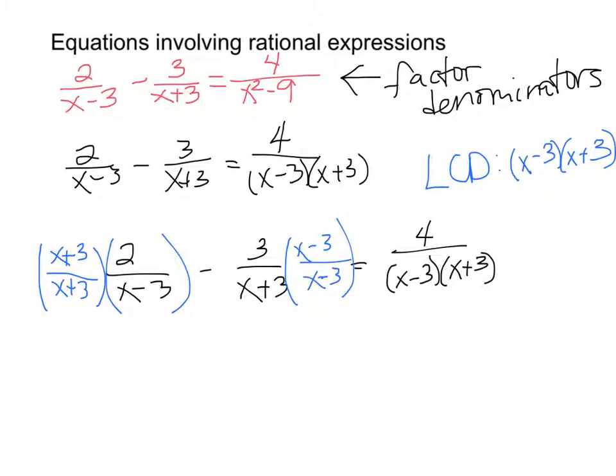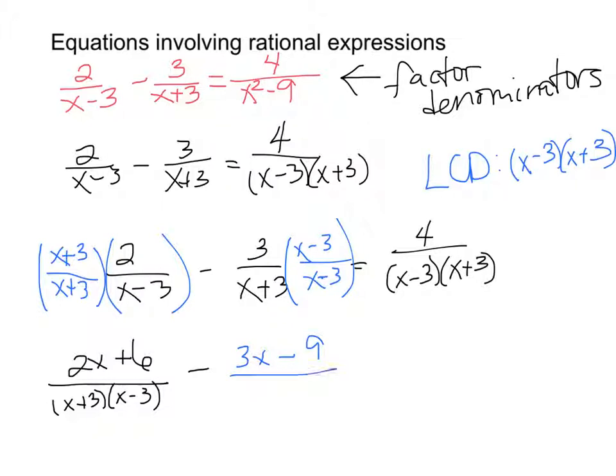So now let's distribute. 2 times x is 2x, and then plus 2 times 3, which is 6, over this x plus 3 times x minus 3. And then minus this quantity we're going to distribute here, 3 times x and then 3 times negative 3. So we'd have 3x minus 9 over this x plus 3 times x minus 3. And it's equal to 4 over x minus 3 times x plus 3.